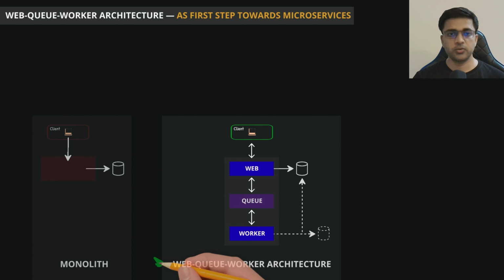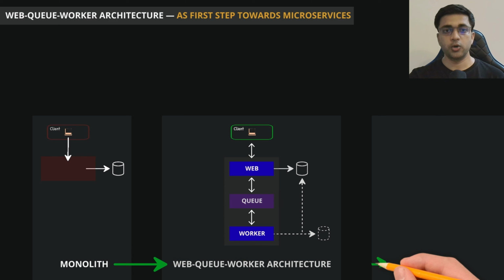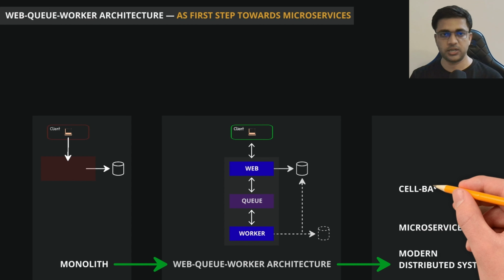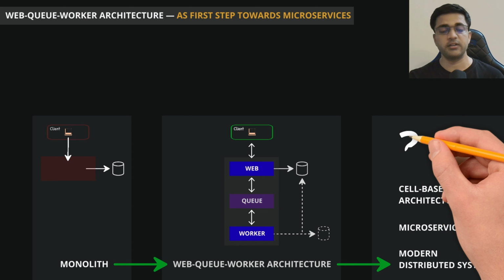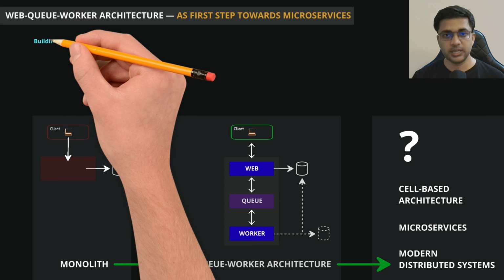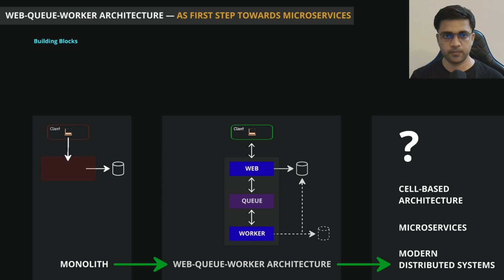Moving from a monolith to a WebQueue worker architecture may seem like a small step, but it opens the door towards a more modern distributed architecture. It can become your first logical step towards microservices or cell-based architecture or some other form of more advanced distributed system. Why? Because it gives you the same building blocks on a smaller scale. Separate deployable components, messaging, and asynchronous communication. And messaging is often the backbone of many real microservices systems.